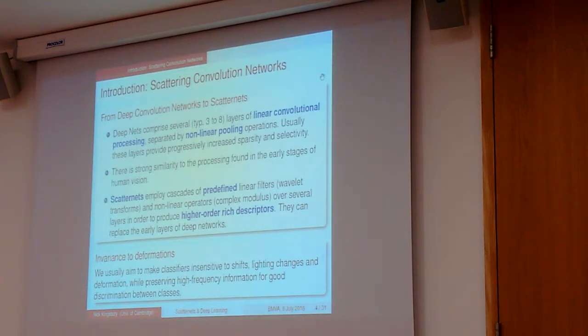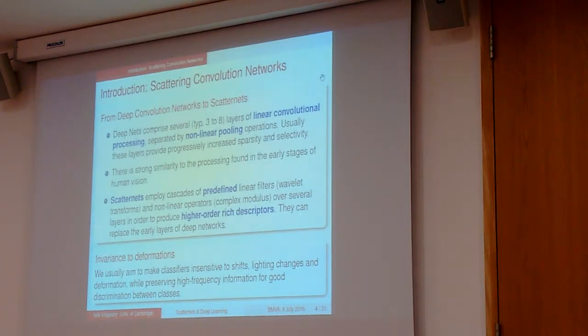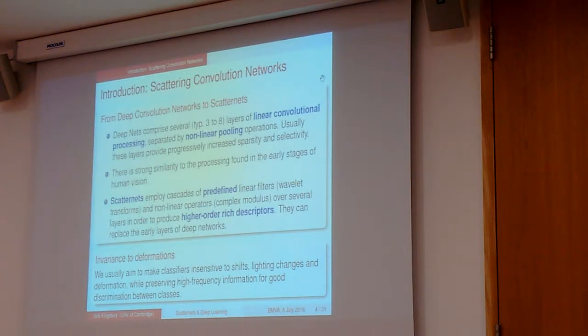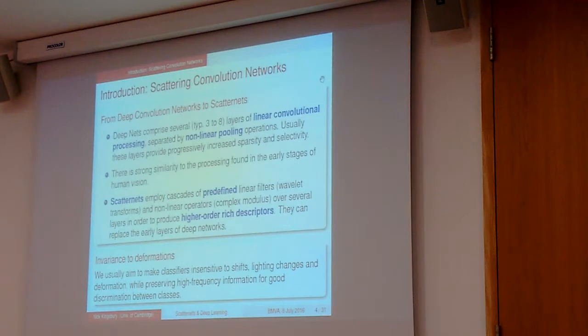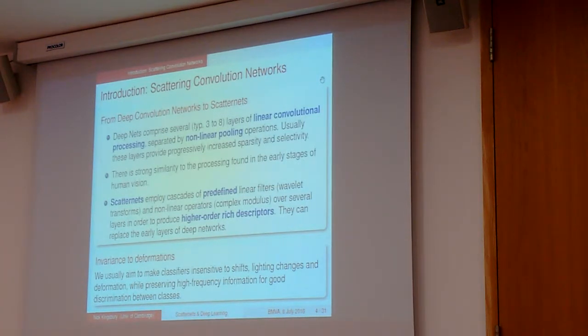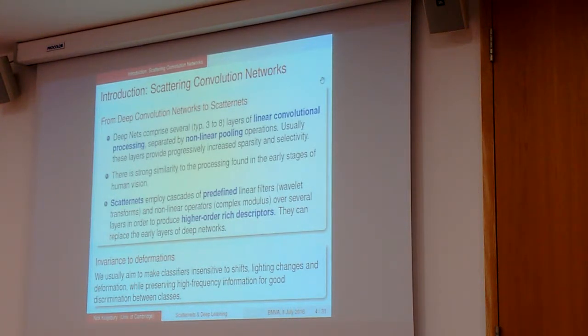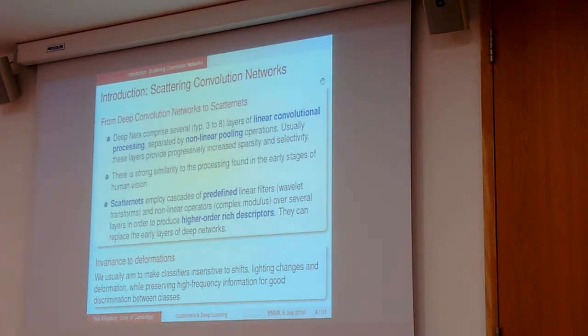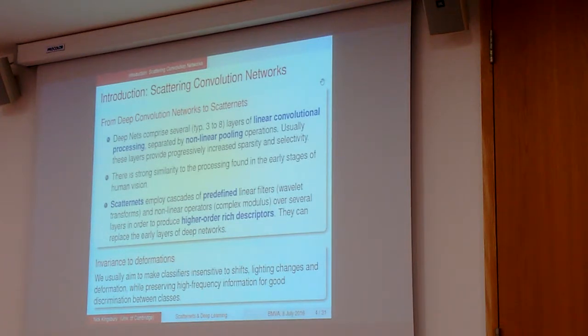What are Scatternets? They're cascades of predefined linear filters, which are typically wavelet transforms, and nonlinear operators, which can be the ReLU, but more advantageously can be the complex modulus operator, which takes the magnitude of a complex number. And these can be applied over several layers to provide relatively high order, rich descriptors of a signal at the front end of a vision system.